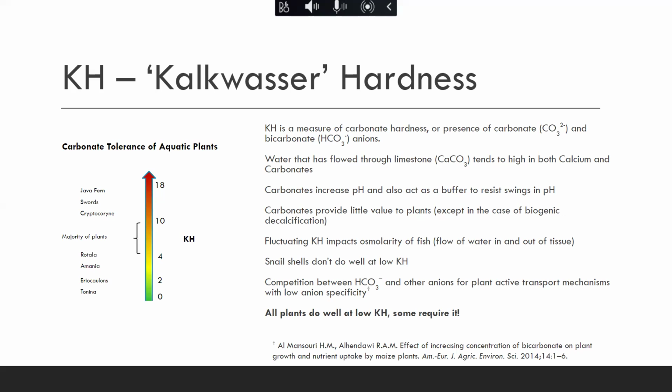No. Any of which? Oh, no, those ones I do. Yeah, absolutely. Because my KH is 0, right? And that's Tonina's sweet spot.